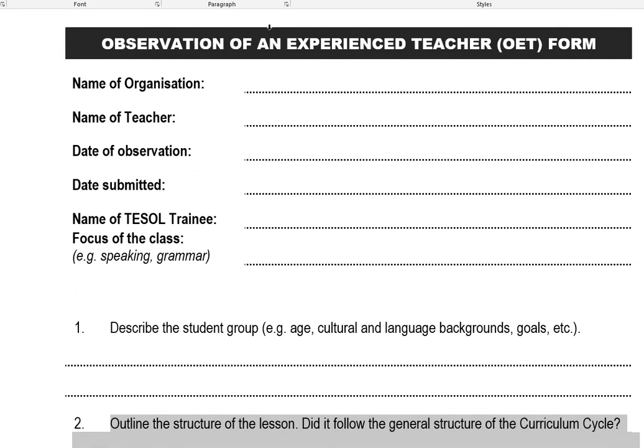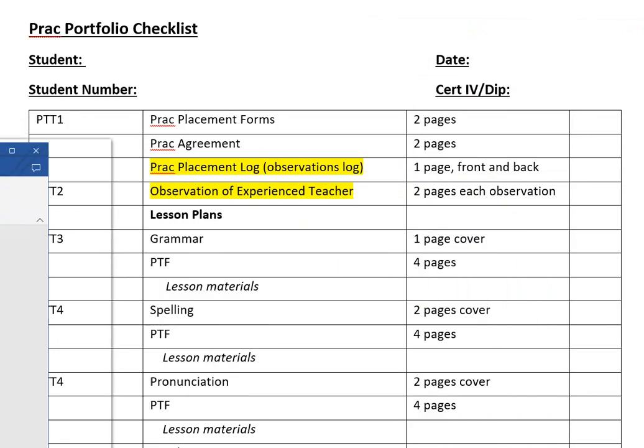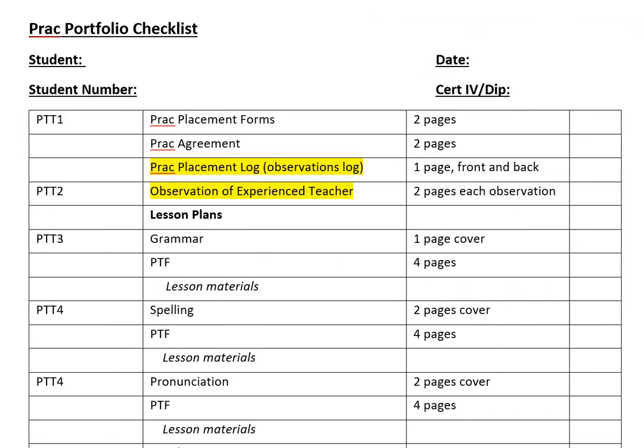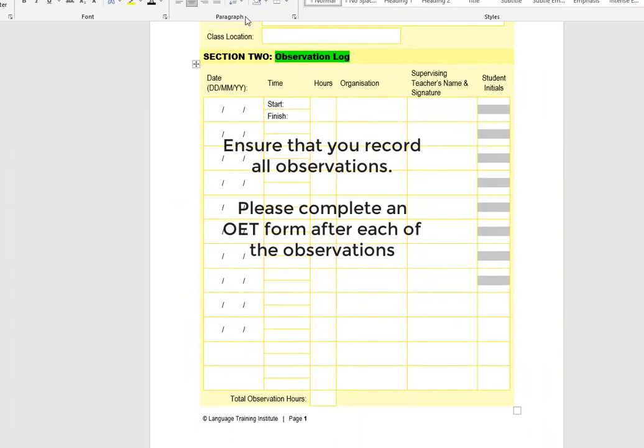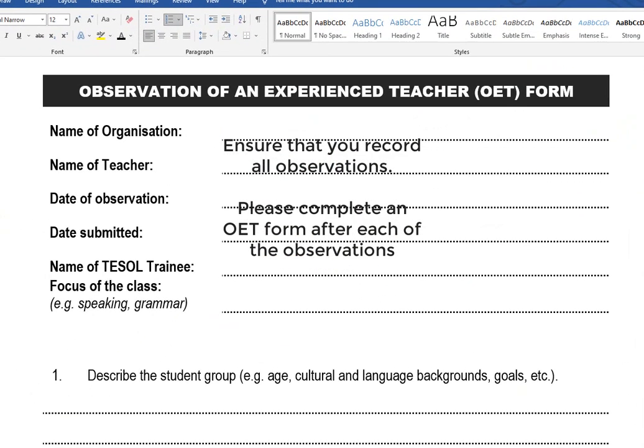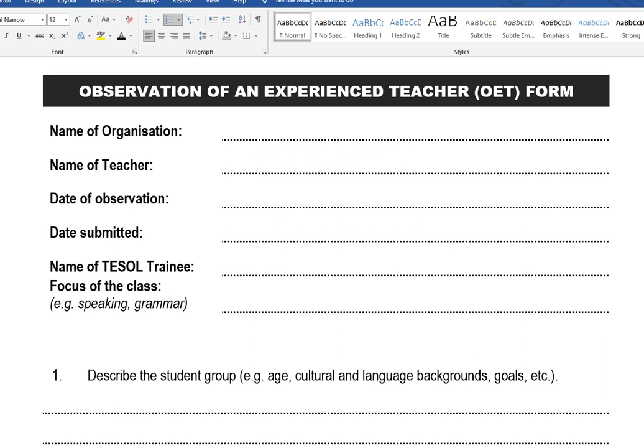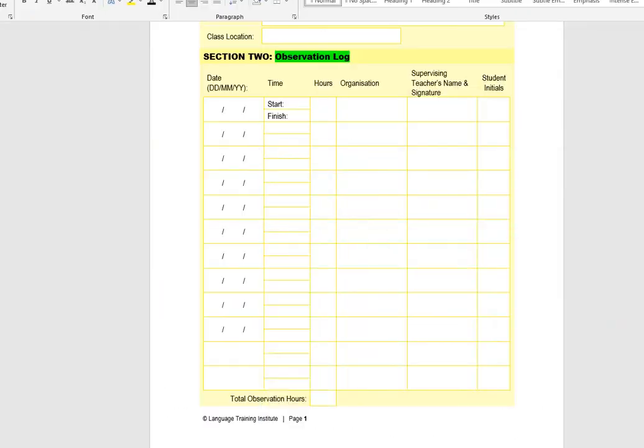Please ensure that you have a form for each observation that you record within your observation log. So if you have recorded 4 observations, you should have 4 observation forms. Remember that in total, we need to have 6 hours from a Cert 4 and 10 hours in total of observation from a diploma student.